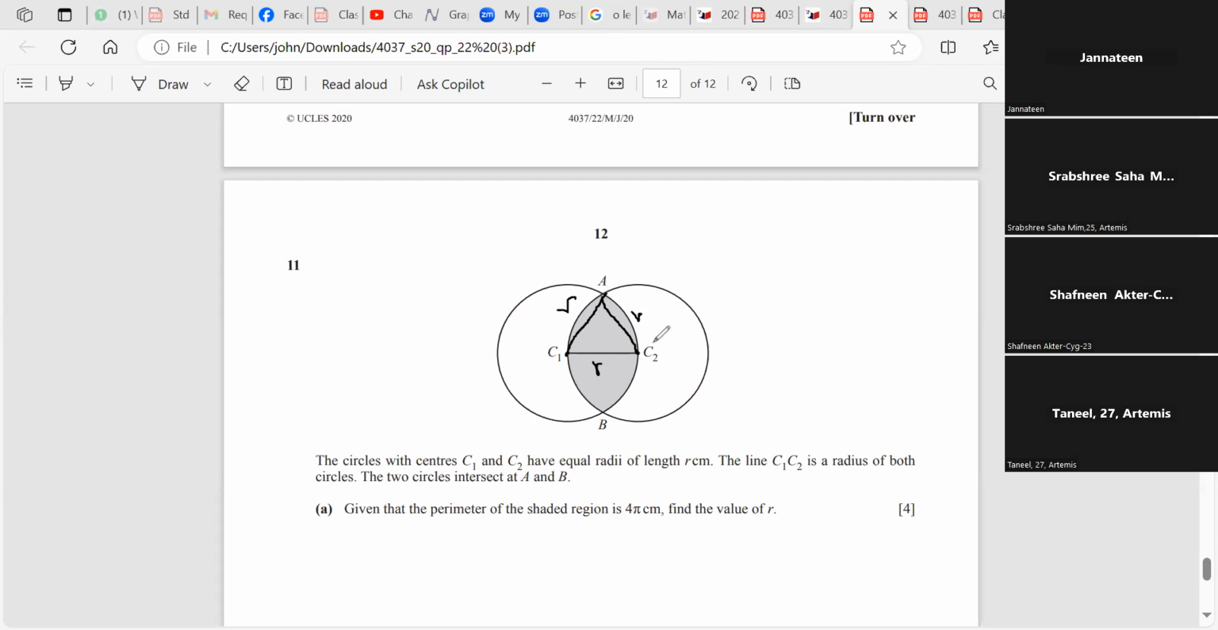So now what? This is an equilateral triangle, right? Yeah, so angle AC2C1 is 60 degrees. 60 degrees means pi by 3, because we are dealing with radians. So this angle will be pi by 3 radians. This angle, it is going to be pi by 3 radians.